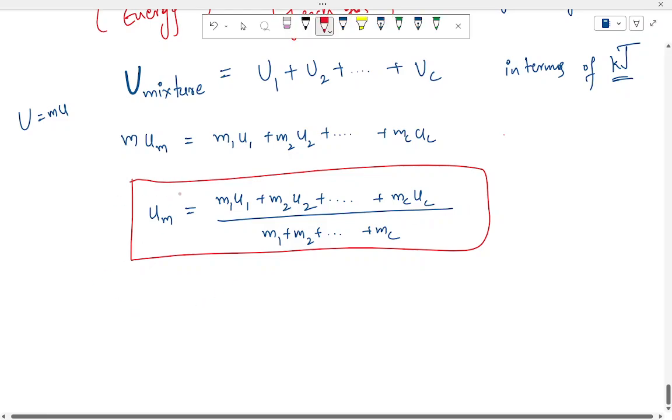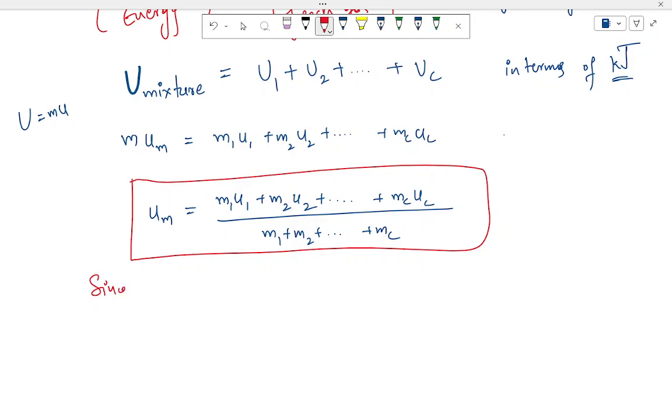Right. So Um is equal to, in this fashion, we can write the internal energy of a gas mixture. This is how we will find out. And based on this U, you can get Cv of the mixture as well. That is the specific heat at constant volume. So how do we get that?